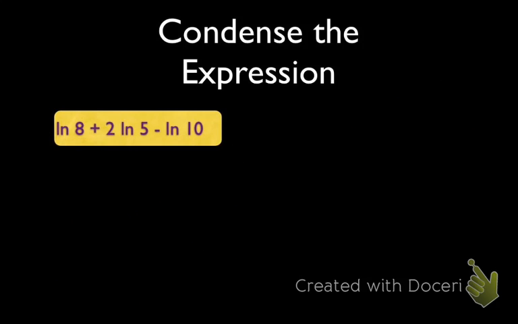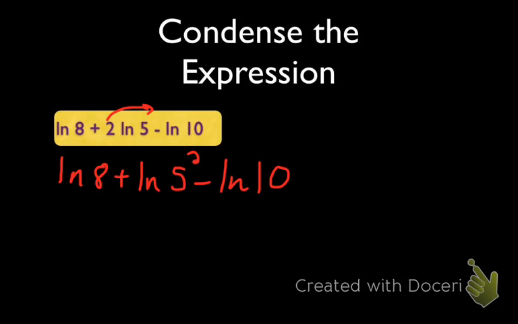We're going to deal with the powers. I'll go through this one a little bit quicker because we just did one like it. But I'm going to deal with the power first. So I'm going to kick the 2 up into the exponent. That'll give me natural log of 8 plus the natural log of 5 squared minus the natural log of 10. And so I move the power from out in front of the logarithm up into the exponent.